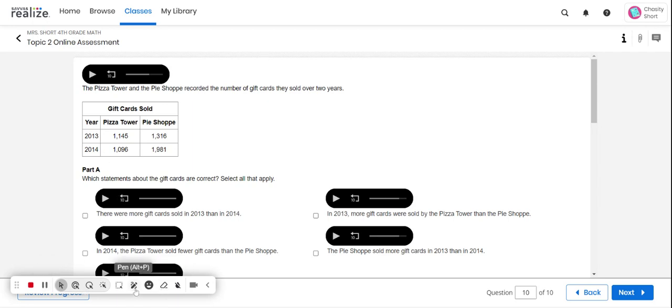And the way that we can do that is by adding the number sold this year by both stores. So you're going to add together 1,145.